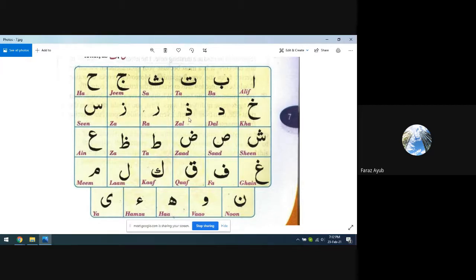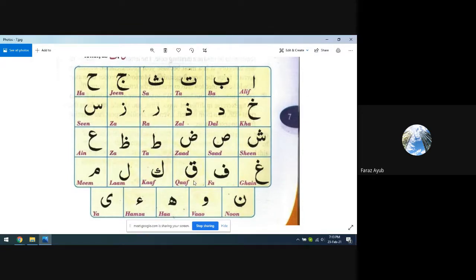So the next one is this. This is zal, not zal. The pronunciation of sa and zal are the same. You have to punch your tongue with your teeth and say zal, zal. This is not zal. Okay. The next letter is ta. This is not ta. If you say it lightly, then this letter becomes ta. So this is ta.